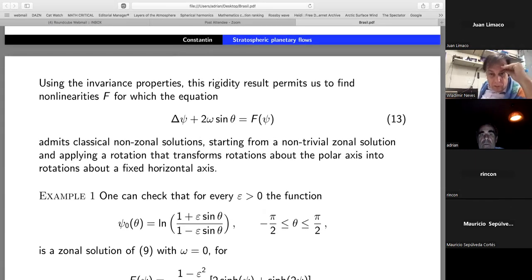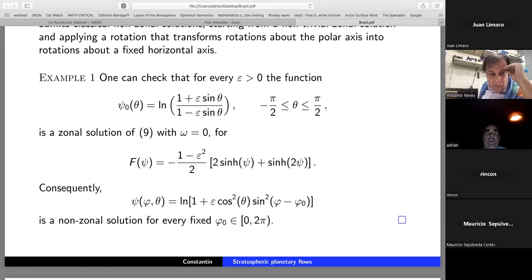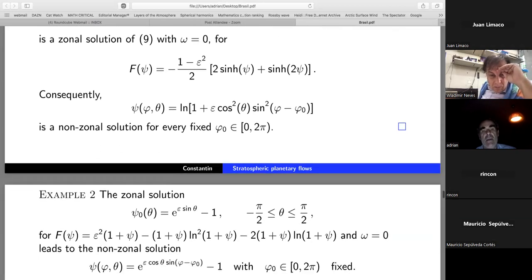Right. So now, there are some other examples of explicit solutions, not many. This is an open problem. In principle, it should be possible to find others. We didn't find that many, but one possibility is this. This thing here is a non-zonal solution, in the sense that it depends on theta and on phi for every fixed phi 0. So it's one solution, and this is a second solution.